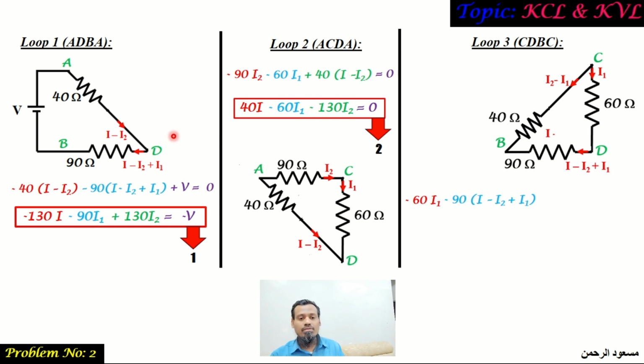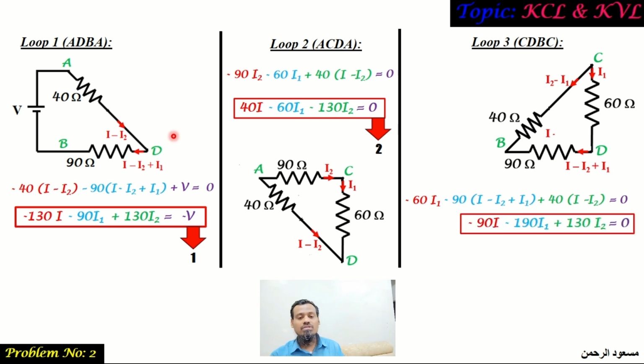And when you travel from B to C, the travel direction and the current direction are opposite. So this is assumed to be a potential rise, which is plus 40 multiplied by I minus I2. Again, this loop number 3 does not have any batteries, so the resultant value of voltage will be 0. So manipulating it, you will end up with this equation, which we can number as equation number 3.